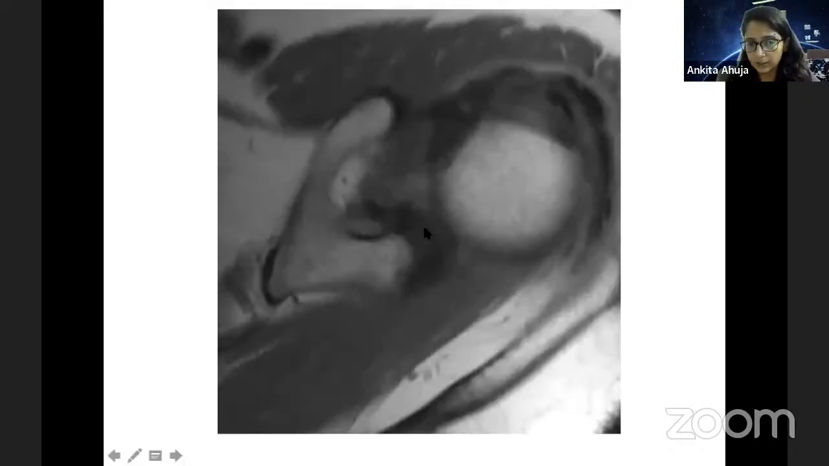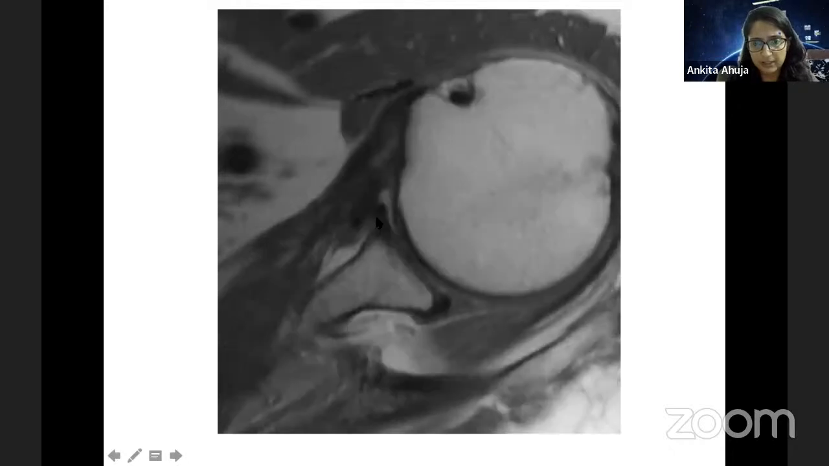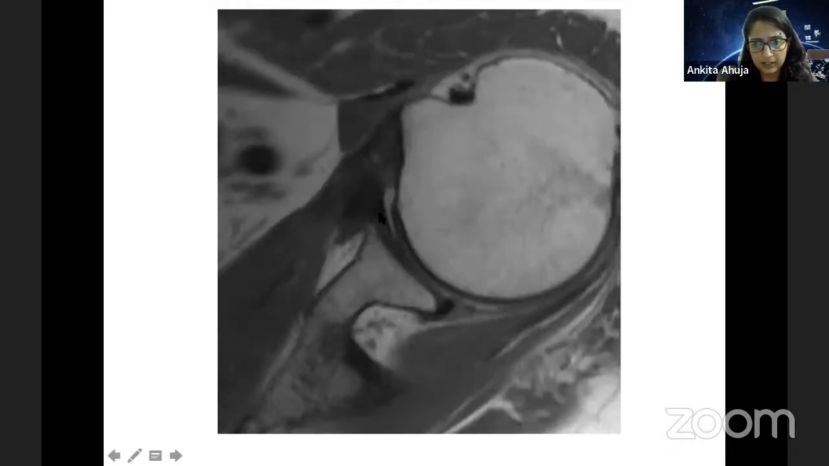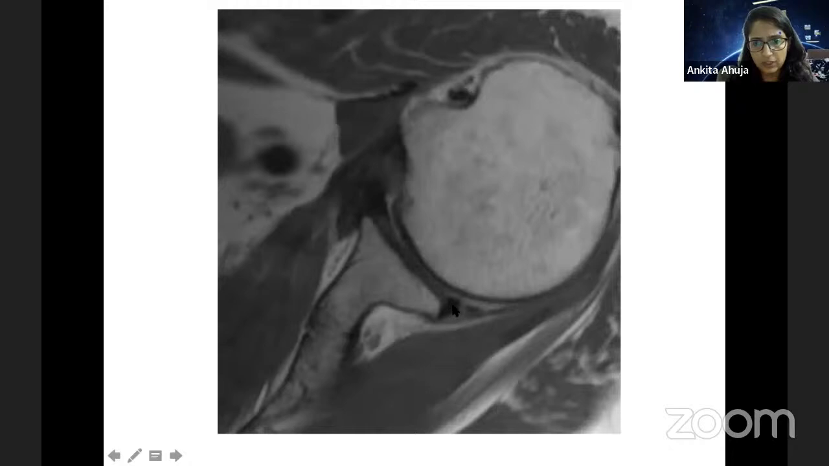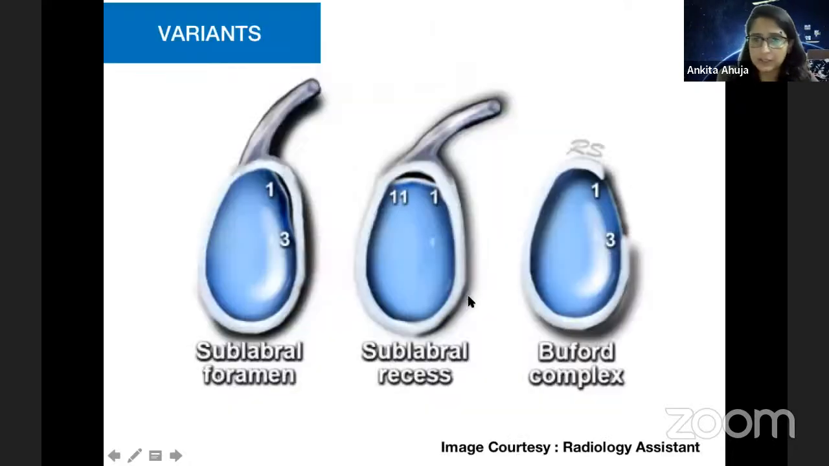Similarly, this would be almost the superior labrum, which would be better seen on coronal weighted images. From here, I move down and trace my anterior superior labrum, posterior superior labrum, and similarly, you keep on tracing that triangle down till you reach the inferior labrum. So this is a simple approach to how you see the labrum.